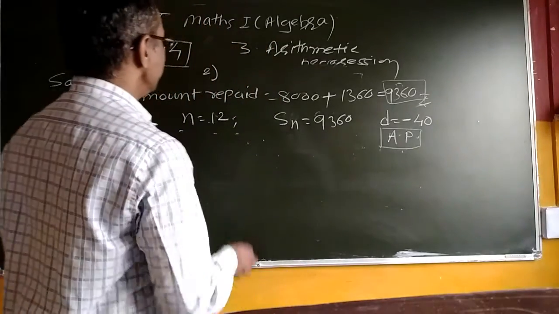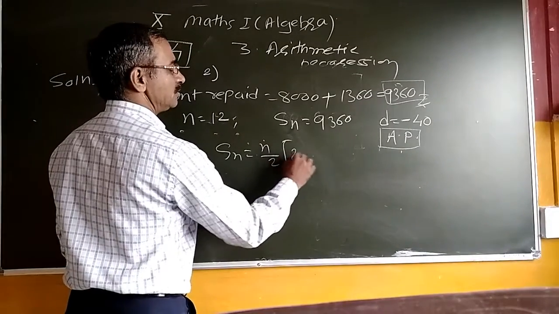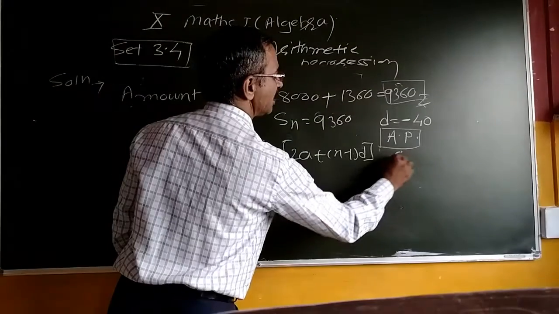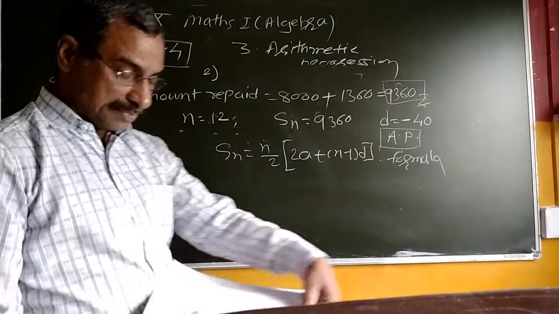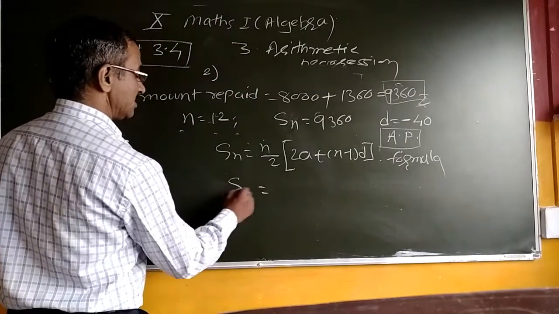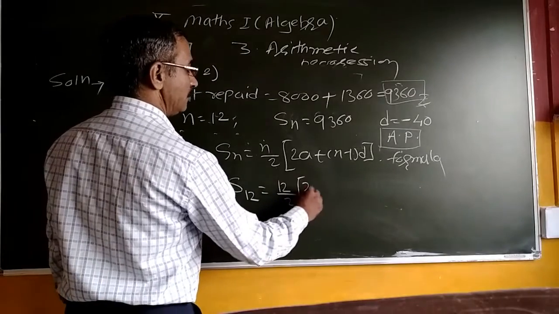So by using the formula, Sn is equal to n by 2 into 2a plus n minus 1 d. It is our formula. By putting the values in the given equation, n is equal to 12. So here the value is 12, 12 divided by 2, and 2 into a.